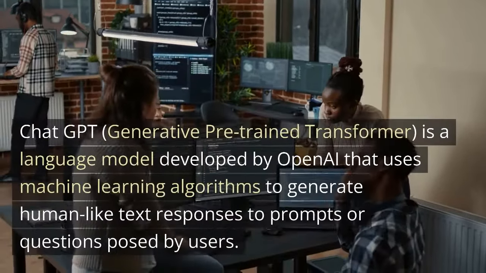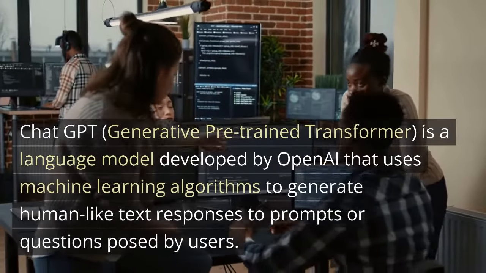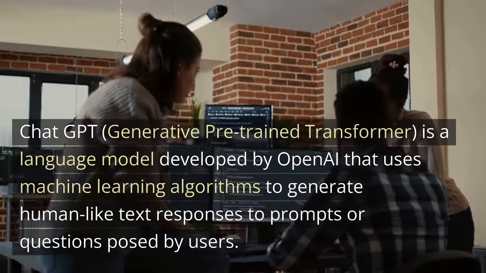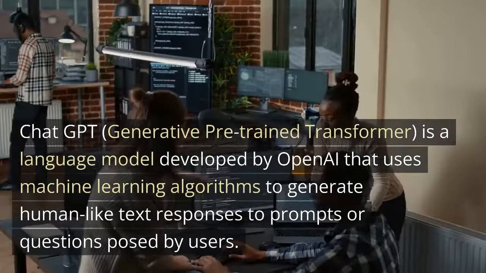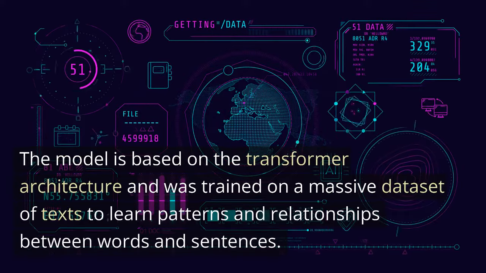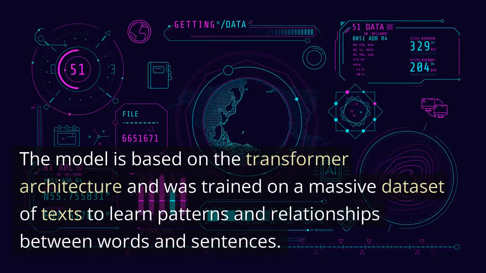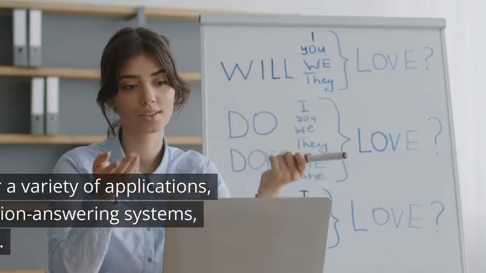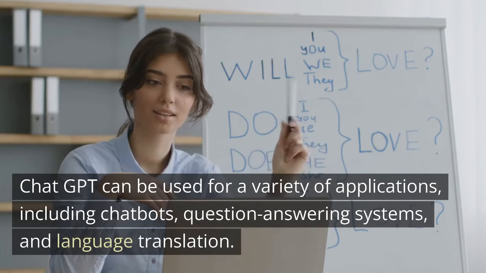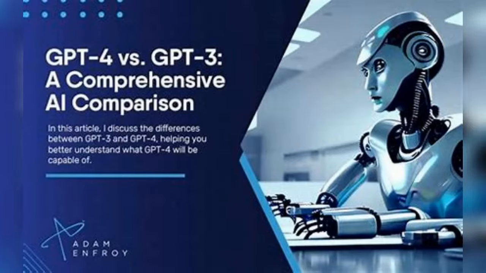ChatGPT, Generative Pre-trained Transformer, is a language model developed by OpenAI that uses machine learning algorithms to generate human-like text responses to prompts or questions posed by users. The model is based on the transformer architecture and was trained on a massive dataset of texts to learn patterns and relationships between words and sentences. ChatGPT can be used for a variety of applications, including chatbots, question-answering systems, and language translation.